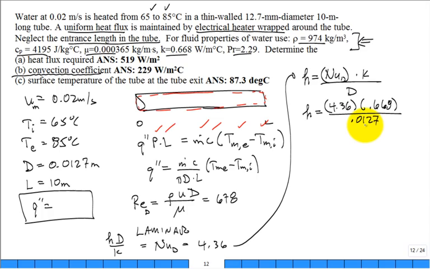3, 4, thank you. All right, part C, what is the surface temperature of the tube at the tube exit? So the surface temperature, we're interested right there. We know the temperature of the fluid at the exit right there. It's going out at 85 degrees C. But what is the temperature of the wall of the surface at the exit?